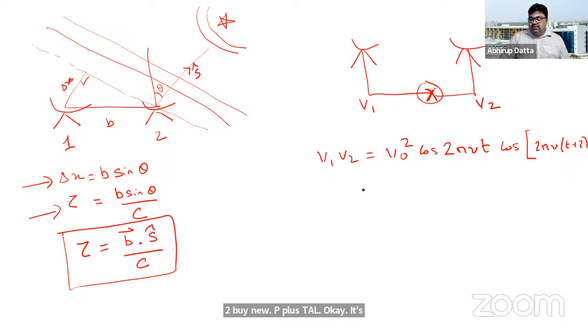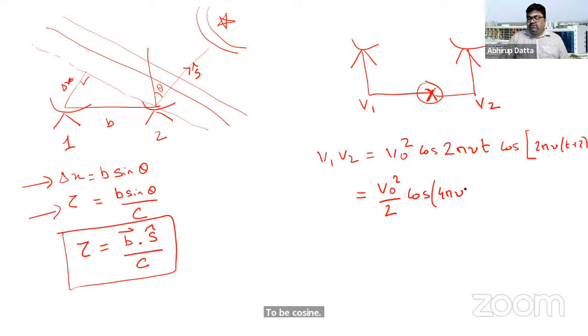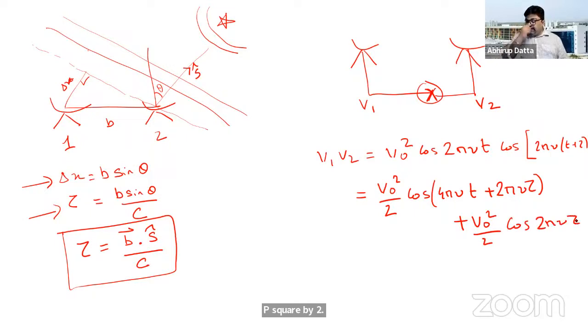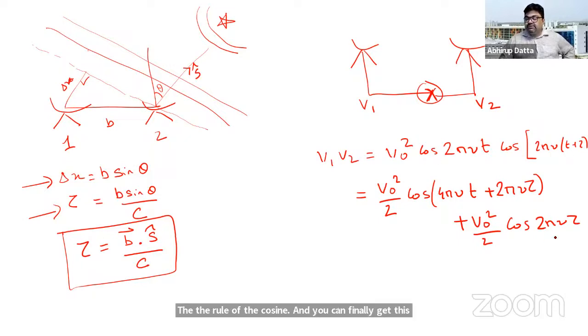So if I apply the cosine addition, then I get the first term to be cosine of 4 pi nu t plus 2 pi nu tau, plus V0 squared by 2 cosine of 2 pi nu tau. Okay, that's the final output, because you can use the rule of the cosine addition, and you can finally get this as equal to this.